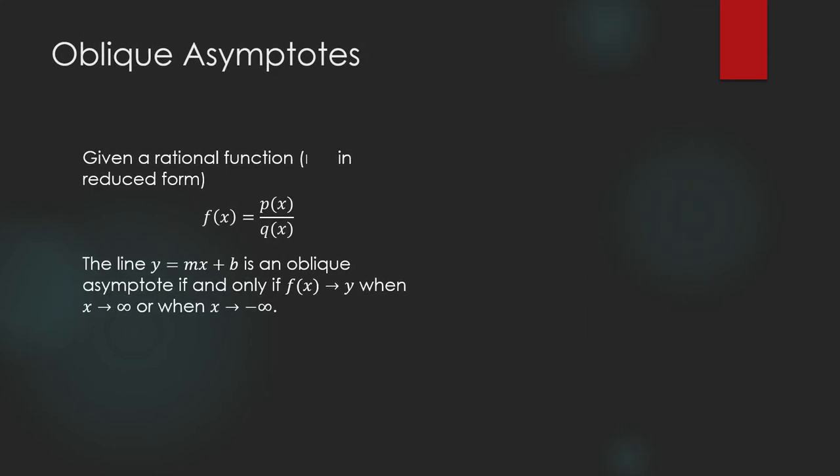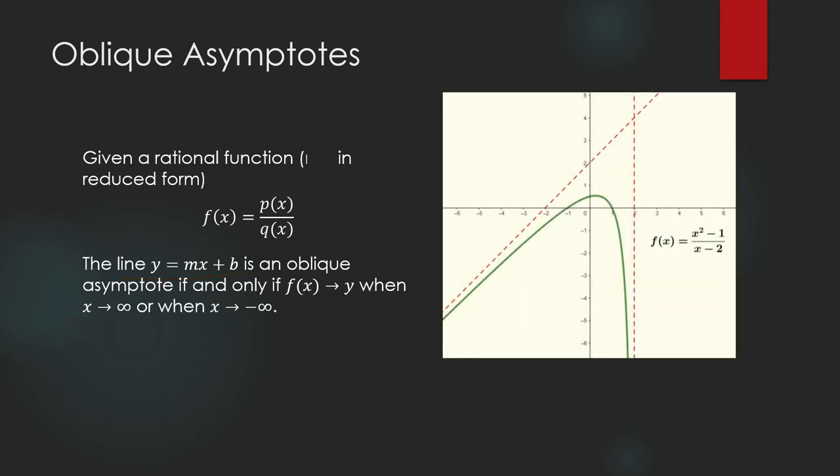Given a rational function, the line y equals mx plus b is an oblique asymptote if and only if our function approaches that line when x approaches infinity or when x approaches negative infinity. So this one has a vertical asymptote and an oblique asymptote. The vertical asymptote came from this. This is equal to 0 when x is equal to 2.